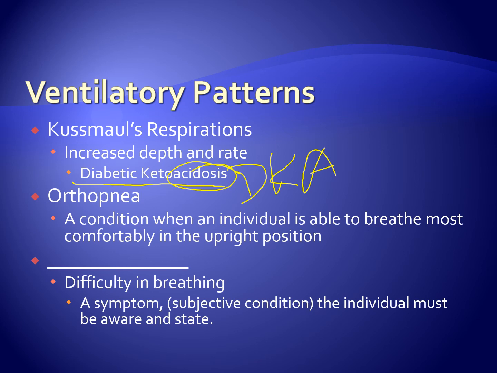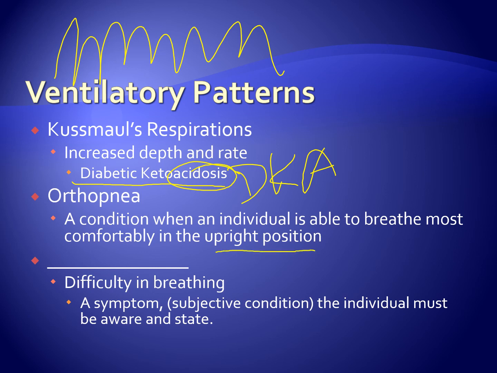So if you're looking at this breathing pattern, they're breathing really fast, really deep, right? And the idea here is to get rid of as much CO2 as possible to help bring their pH back to an equilibrium that's not nearly as acidic. So DKA: rapid and deep, rapid and deep, rapid and deep, right? That's called Kussmaul's respirations.